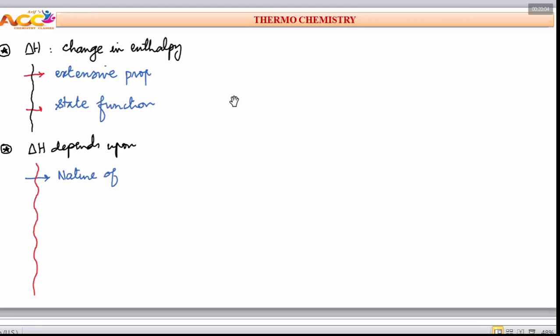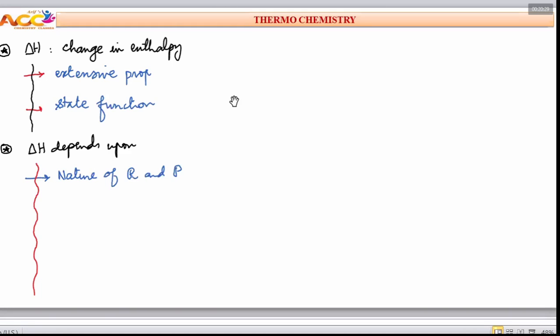Nature of reactants and products. What is the meaning of that? Rule number one is saying A plus B gives you C plus D, a reaction, with delta H alpha. Rule number two is saying P plus Q gives you R plus S. Is it the same reaction? No, sir, a different reaction. What have you done? You have changed the nature of reactants, right? A plus B, X plus Y, different, right?